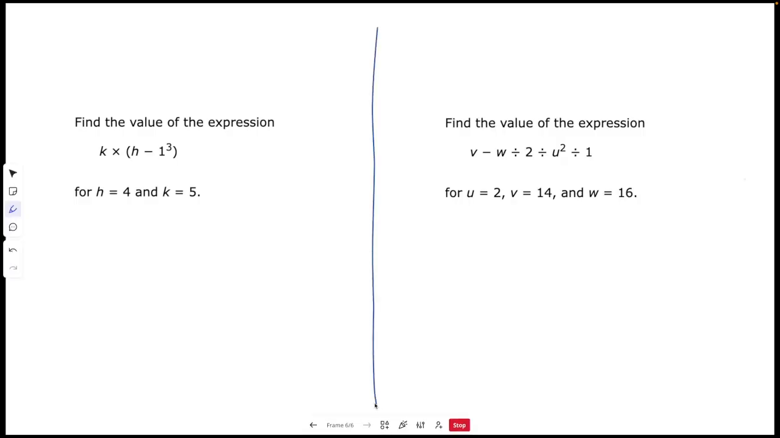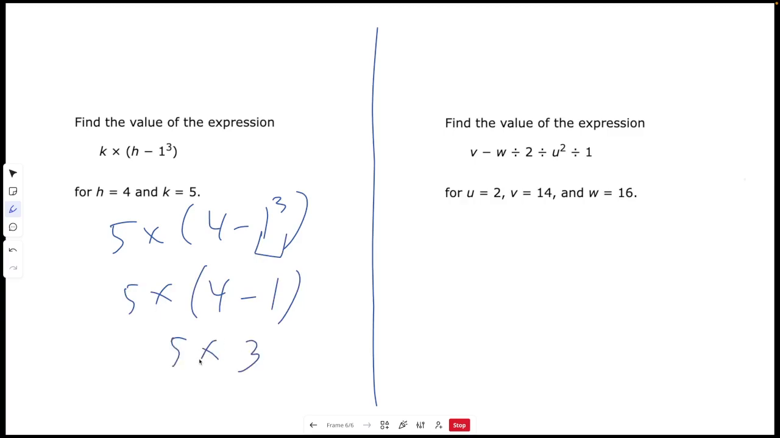Now that you've had time to work these problems, let's check your solution. You should have done 5 times 4 minus 1 to the third. And that 3 is on the inside, which is important, so let me fix that. Then you should have done 1 to the third first, so 4 minus 1. Then you should have done 5 times 3, which is 15.